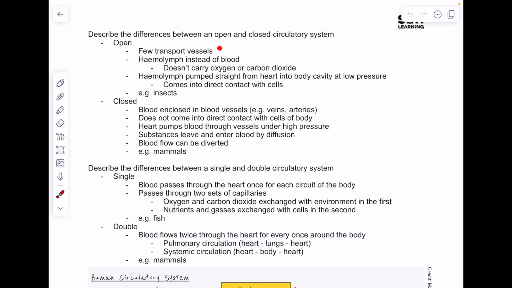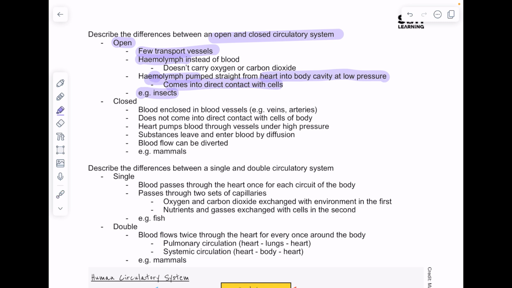So we're looking at the difference here between an open and closed circulatory system. Now, an open circulatory system found in insects has very few transport vessels. It has something known as hemolymph instead of blood. The hemolymph doesn't carry oxygen or carbon dioxide, which is characteristic of our blood. Hemolymph is pumped straight from the heart into the body cavity at low pressure, and it comes in direct contact with cells. And as I said, that open circulatory system is found in insects.